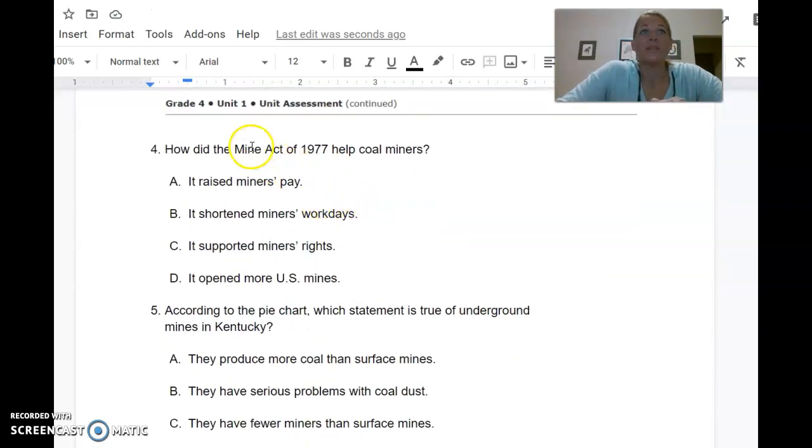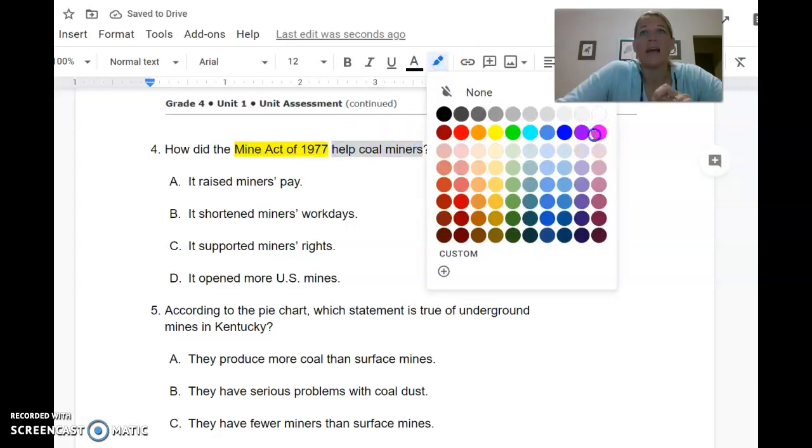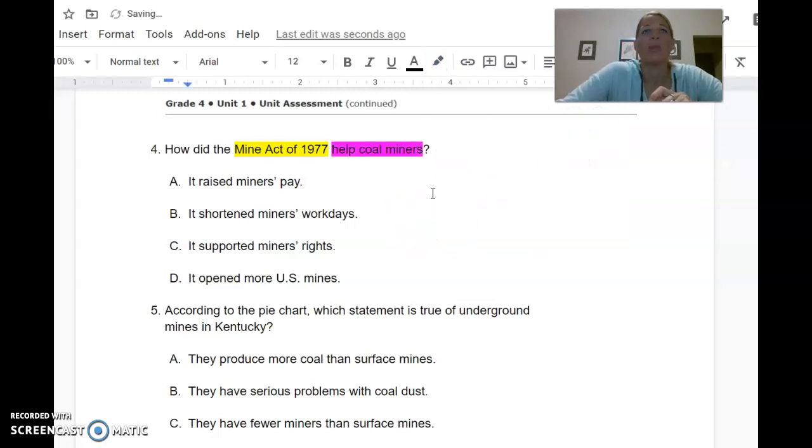Number 4, how did the Mine Act of 1977, I'm going to highlight this in 2 different colors, help coal miners? Okay, so we have a Mine Act that was put into place. How did it help the coal miners?